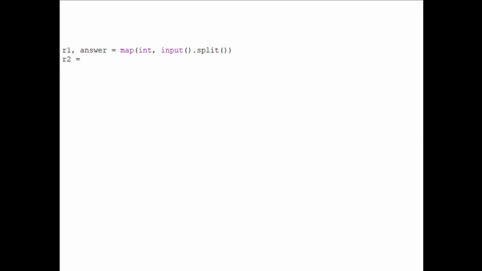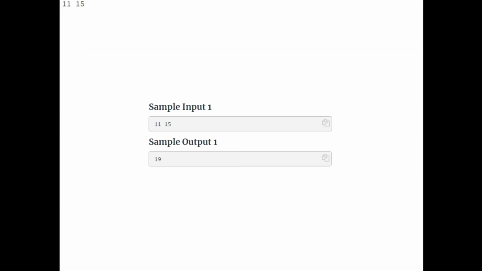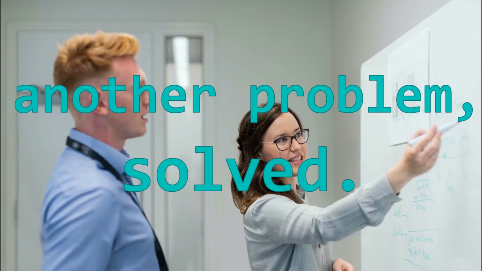Here, I'm going to make R2 to store R1 and S using arithmetic operators. The last part of the code is to print R2 using the print function. Let's see if the code works. If we input the sample inputs they give us, the code's output should, surprise, match what they give us. And it does. Another problem solved.